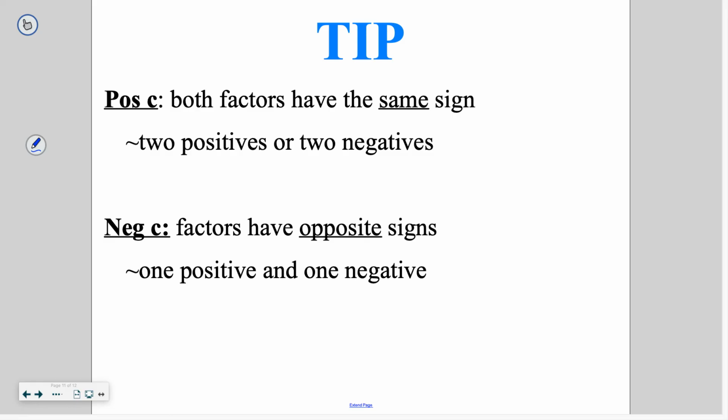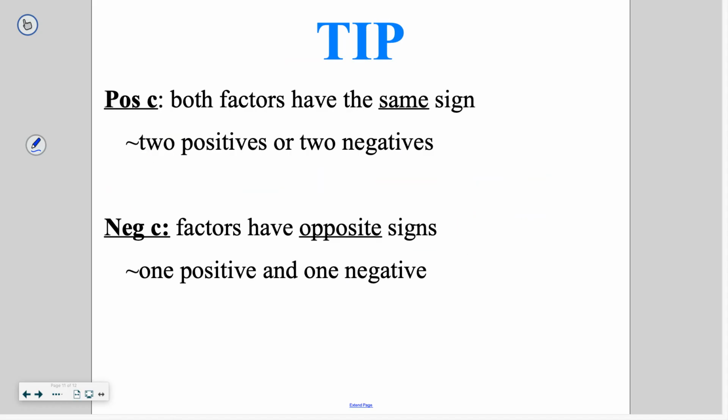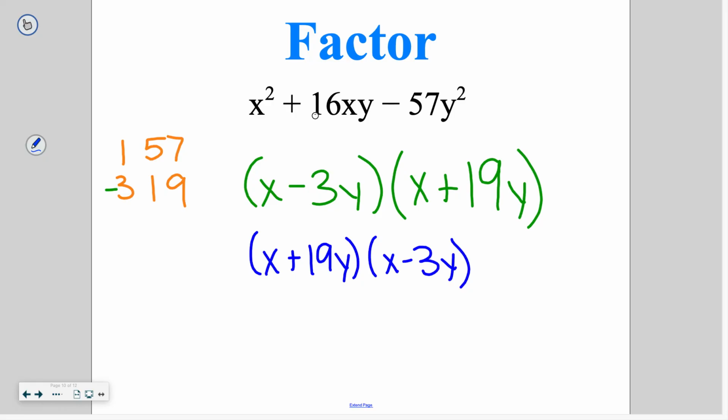If the middle is negative, that means the bigger value is going to be negative. If the middle is positive, that means the bigger value is going to be positive. So what do I mean by that? In this case, we had a negative c and a positive middle. So between 19 and 3, one of them had to be a positive, one of them had to be a negative. Since the middle is a positive, we want the bigger number to be the positive 19, and the smaller number to be the negative 3.